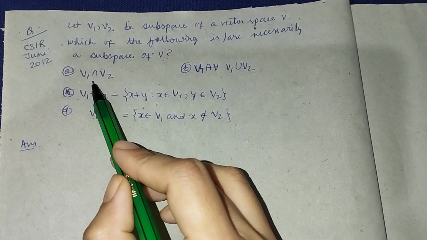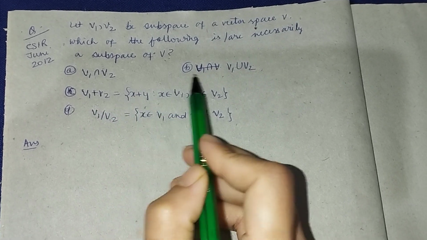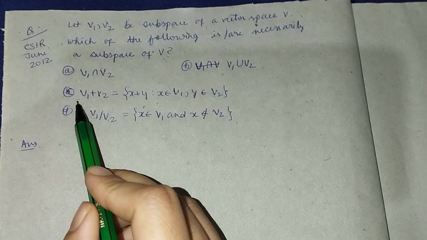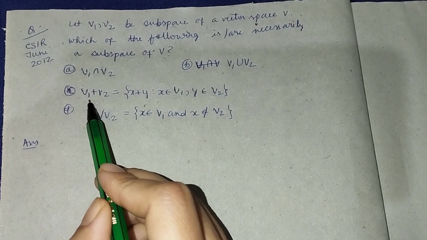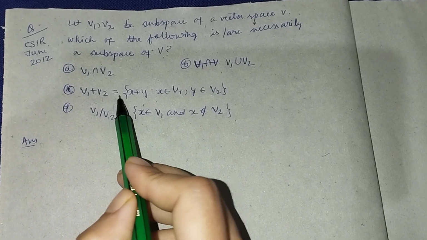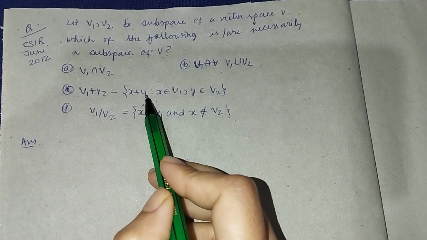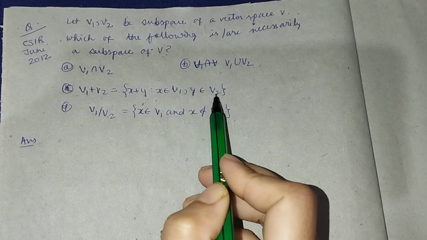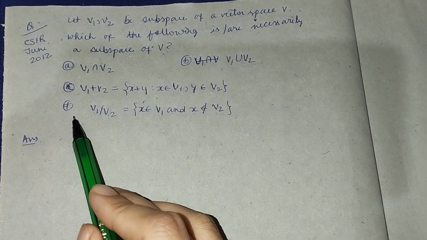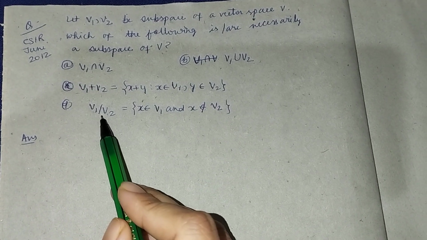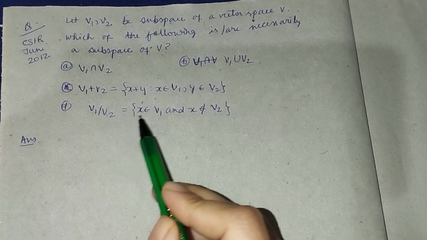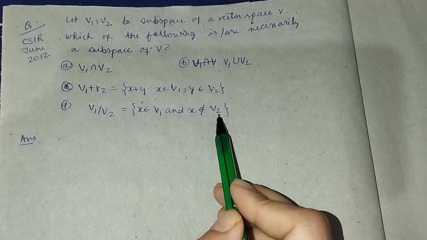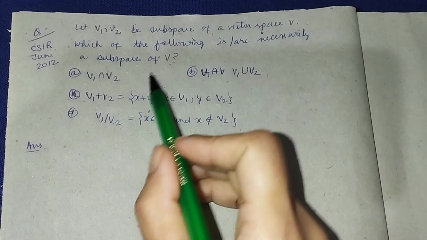Option A, V1 intersection with V2. Option B, V1 union V2. Option C, V1 sum with V2 equal to x plus y such that x belongs to V1, y belongs to V2. Option D, V1 minus V2 equal to x such that x belongs to V1 and x does not belong to V2.